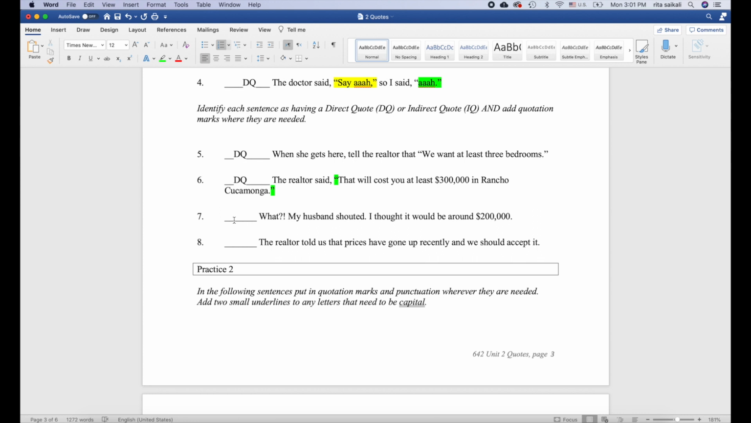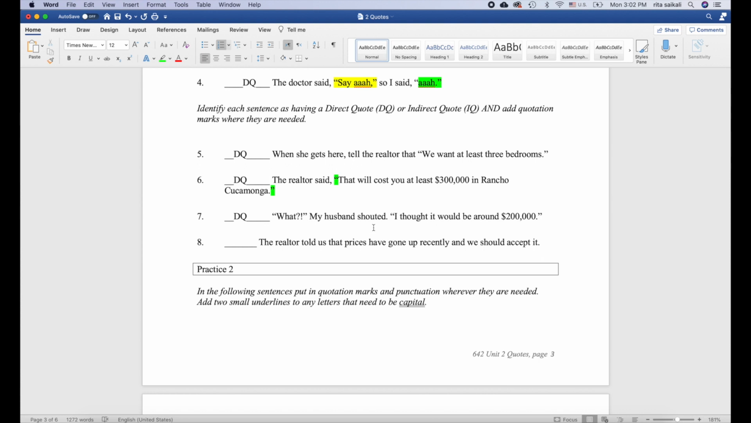Number 7: "What?" shouted my husband. "I thought it would be around $200,000." Again, direct quote, we are directly saying what he's shouting. What? Right? This is our crazy moment. And then remember, we interrupted. And then, again, we put the quotation marks for the rest of what he said.